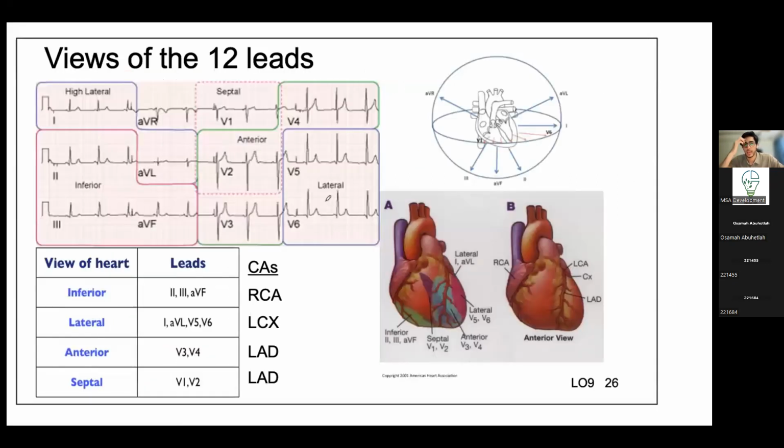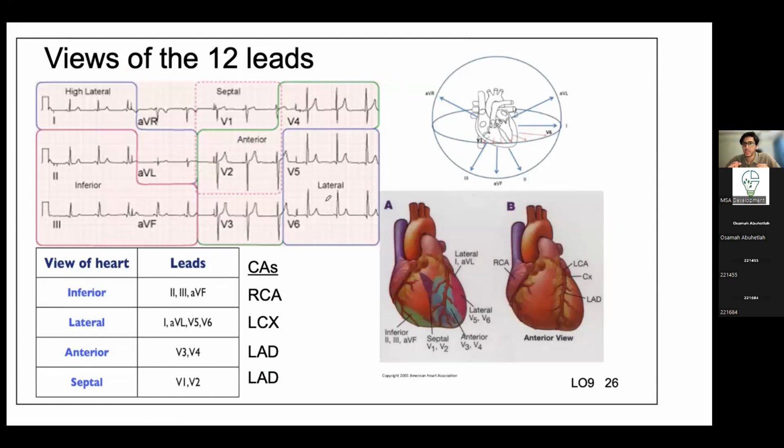The last thing I want to talk about is this slide in your lecture. We said that we are looking at the heart from different perspectives. I gave you that diagram, which is AVR on the right side, 1 and AVL on the left lateral side, 2, 3 and AVF looking at it from the bottom, and V1 to V6 looking at it from the front, with V5 to V6 looking at it more from the lateral perspective, while V1 to V4 is more towards the center or the front of the heart.